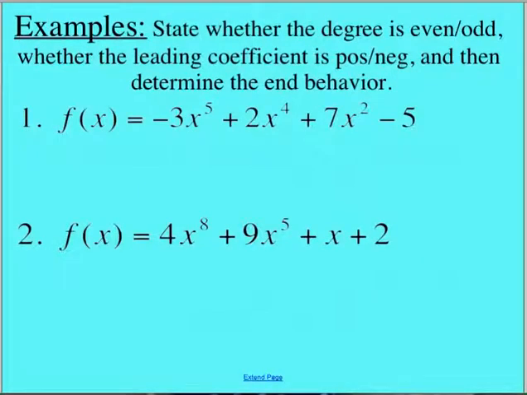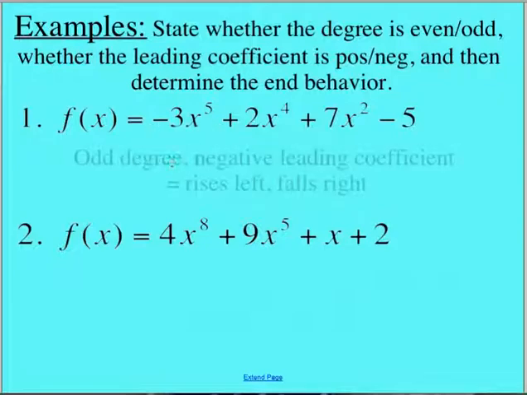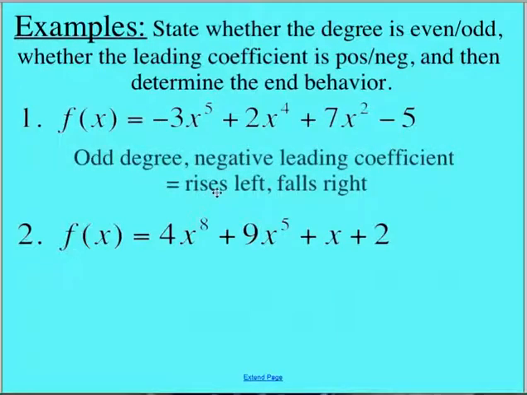So for these examples, I just want you to state whether the degree is even or odd, whether the leading coefficient is positive or negative, and then determine the end behavior. So for this first example, look at the degree, look at the largest exponent. It's going to be an odd degree, and then the leading coefficient is negative, and so that means it's going to rise left and fall right.